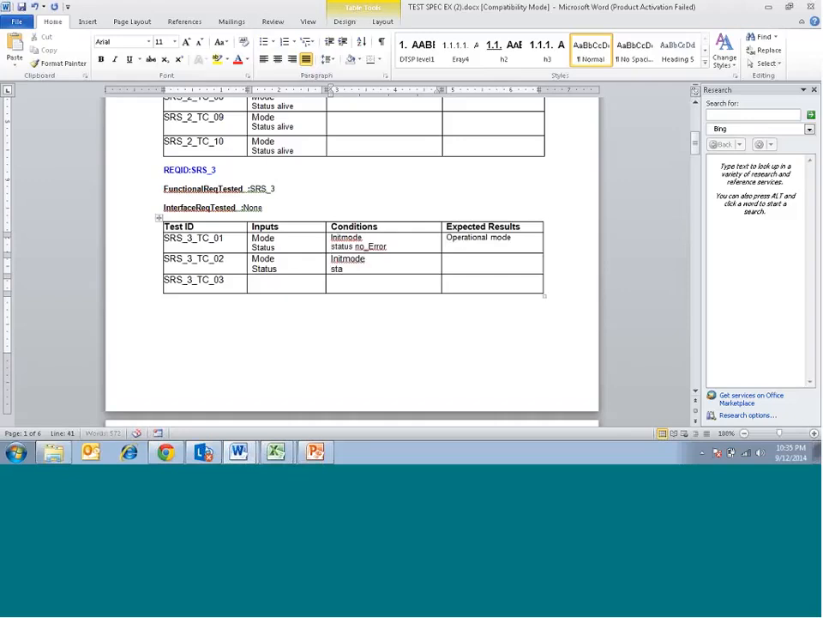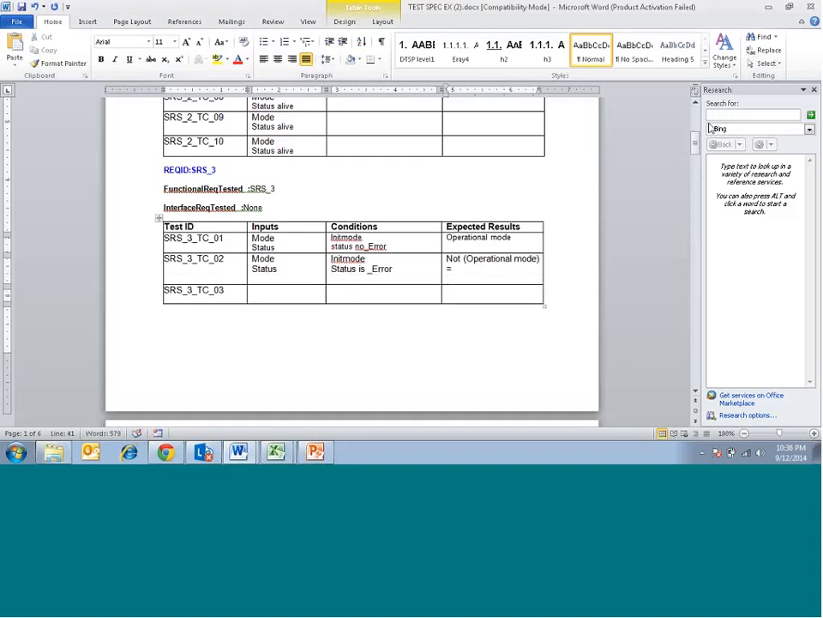Status is error. So what will it become? It should not be operational mode. That is for sure, because the requirement says it should be in the operational mode only when there is no error. So by going to the operational mode requirements, this is clear for us. If it is not operational mode, what mode is it going to take? Let's go through the requirement again. We'll come to know.